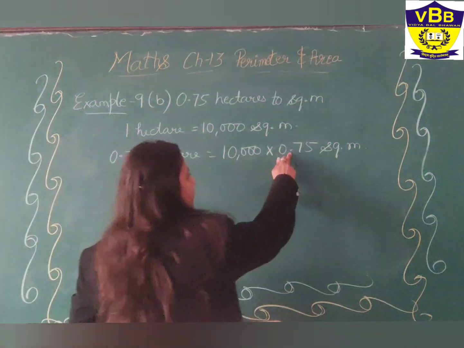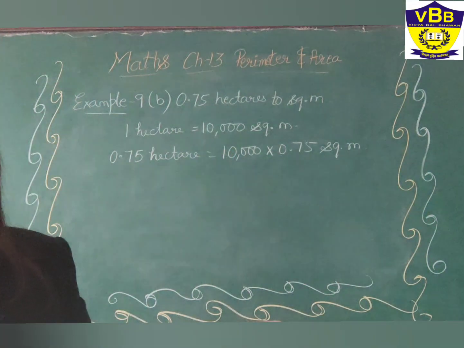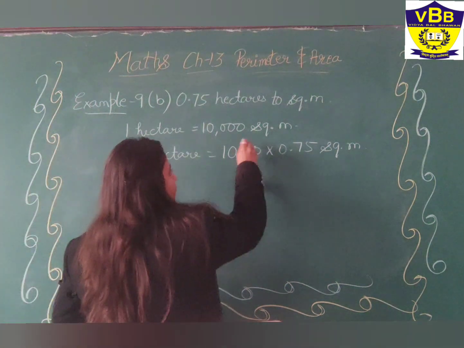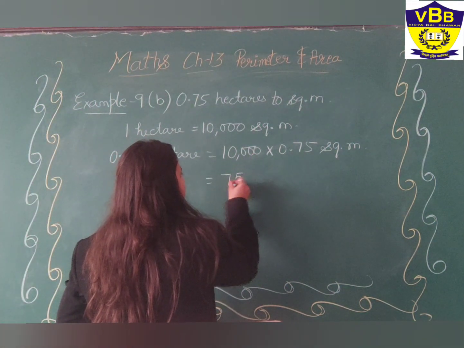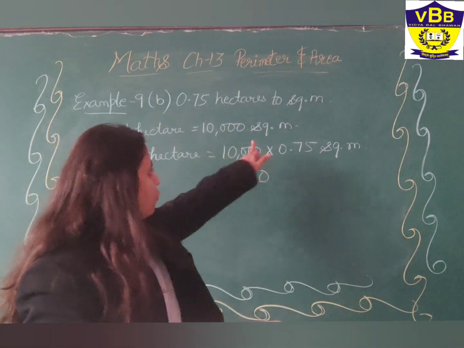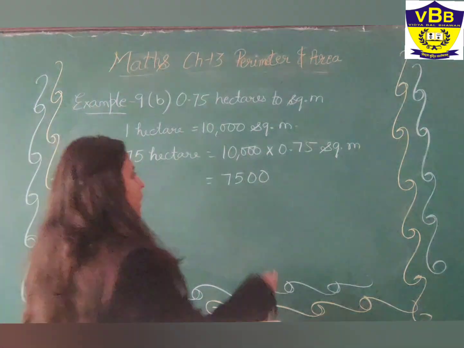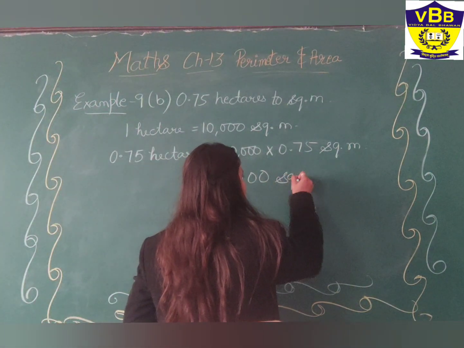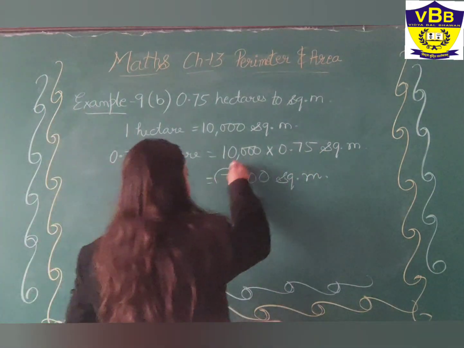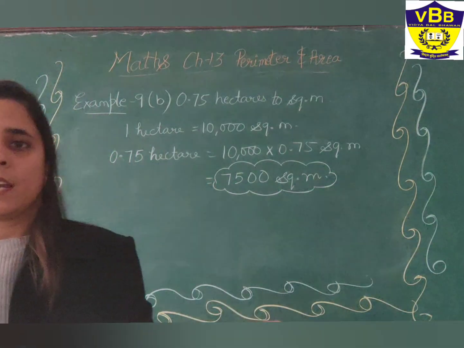Now you can see here the number of digits after the decimal point is 2. So that means the point will be shifted 2 places. It will become 75 and we are left with 2 more zeros. So the point will shift 2 places and it will become 7,500 square meter. Alright. I hope this much is clear to you all. This is how we need to convert.